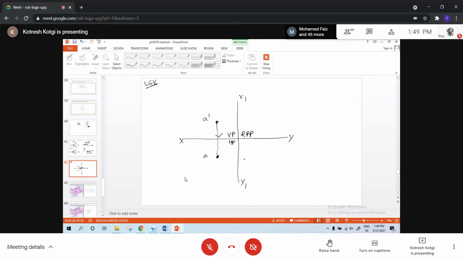What is the procedure? I should draw a 45-degree line. Where should I draw it, beside VP or beside HP? Beside HP. First thing you have to do is, wherever it is, if both are on the same side of the XY line, it doesn't matter. First see HP, and beside that you draw a 45-degree line. So this is, say, the 45-degree line.